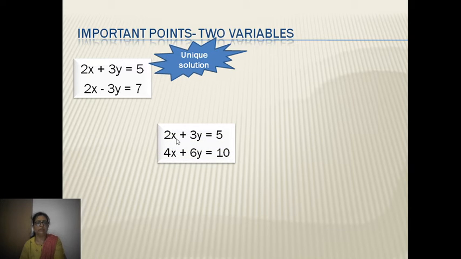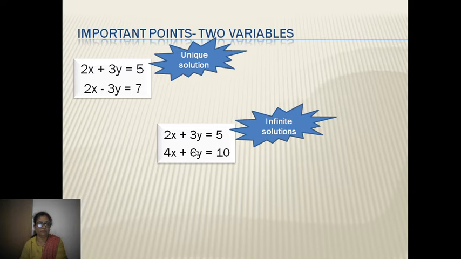Now in the second example, if we multiply the first equation by 2, then we get the second equation. That means these two equations are the same. Therefore, for some value of x, we get a value of y. For x equal to 2, we get another value of y. That means there are an infinite number of solutions.